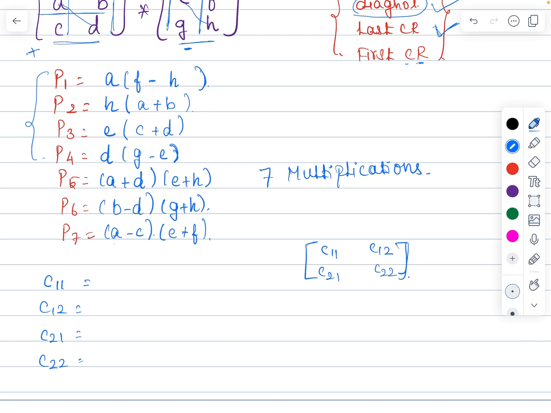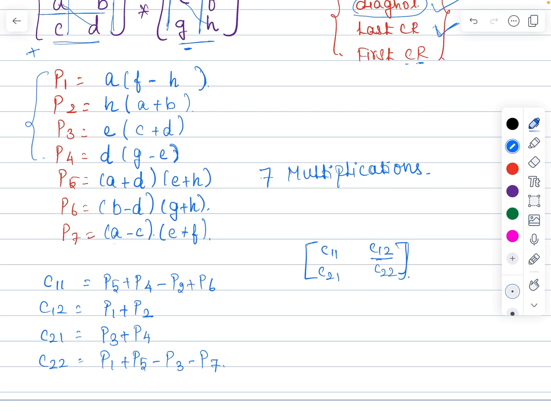So to calculate the resultant matrix, the formula for C11 is P5 plus P4 minus P2 plus P6. For C12, if you add the values of P1 and P2, you will get the C12 value. For C21, the formula is just add P3 and P4. For C22, the formula is P1 plus P5 minus P3 minus P7. That's it. So these are the formulas we are supposed to apply in Strassen's matrix multiplication algorithm.